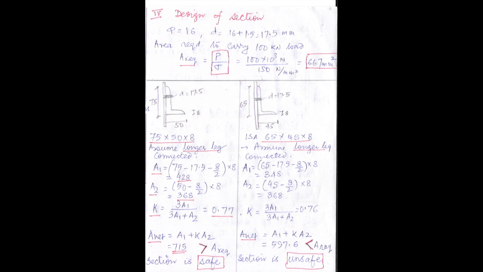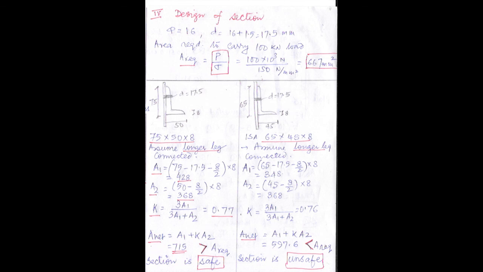Next is A2. A2 is the area of the outstanding leg. What do we have to do? 50 minus 8 by 2, correct? And this whole thing multiplied by 8. That gives 368. So from here we can calculate the value of K, that is 3A1 divided by 3A1 plus A2, which gives us 0.77. So the net area will be A1 plus K A2.